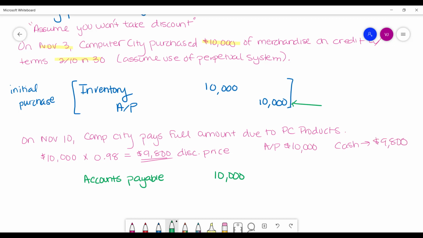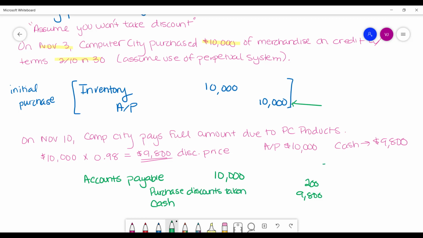So that's what we know so far. Let's build the entry with what we know. I'm only going to end up crediting cash for $9,800. Well, how do I make that balance? It's going to have to be a credit for $200. And what do I credit for $200? Another account that you haven't heard of before called Purchase Discounts Taken.